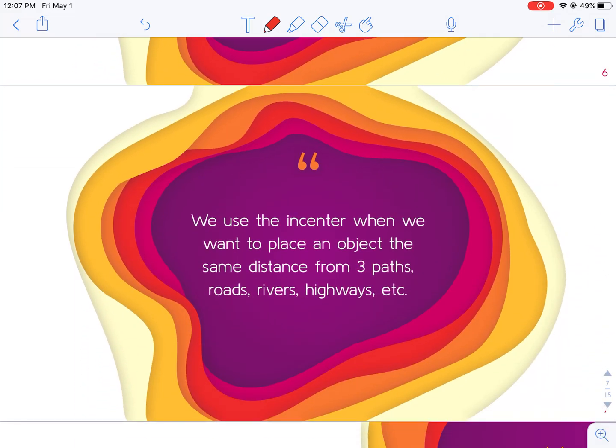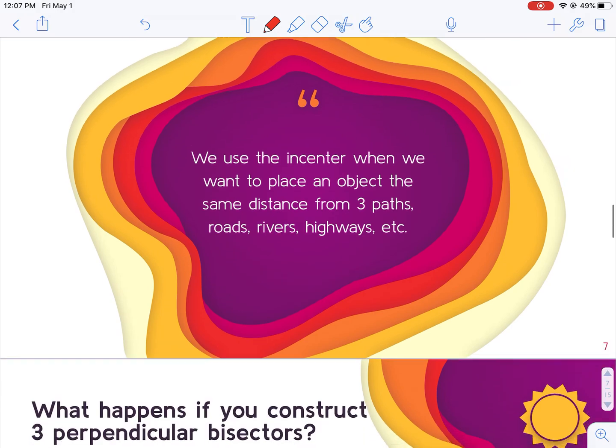We use it when we want to place an object the same distance from three paths, roads, rivers, highways, hallways, whatever, anything that are lines.